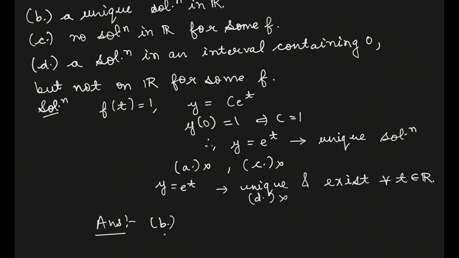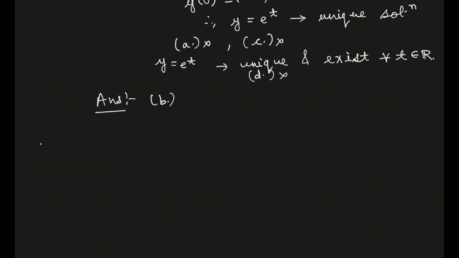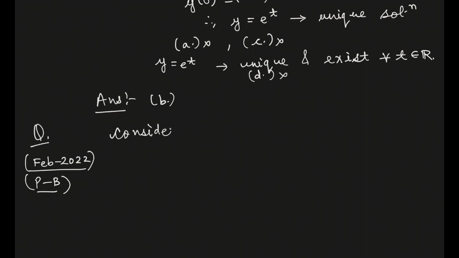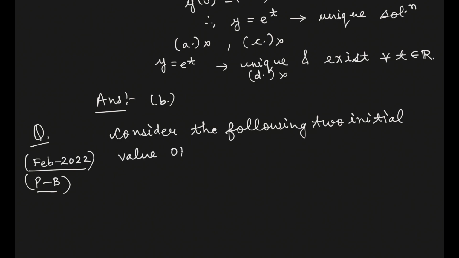Now I am discussing the last question from this topic, and also I will give an assignment for this topic. Now this question is from the February 2022 exam. Again, part B question. This is an interesting question. Consider the following two initial value ordinary differential equations.